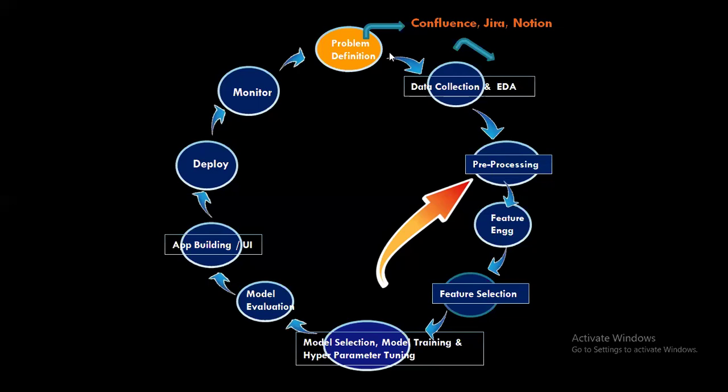The problem is something like I want to predict customer churn, or I want to predict the housing price, or I want to predict the demand for specific products. In that kind of situation, we use some tools to define the problem statement in a structured way. So what problem are we going to solve by developing this model, with quantification? We are going to define it here.